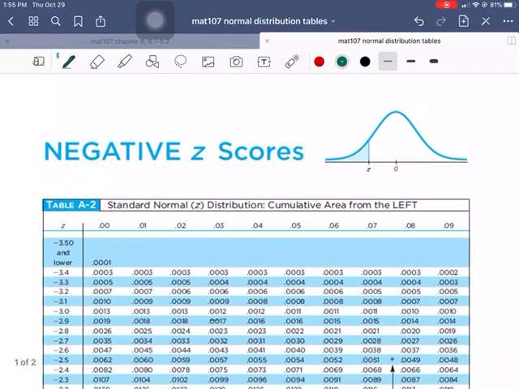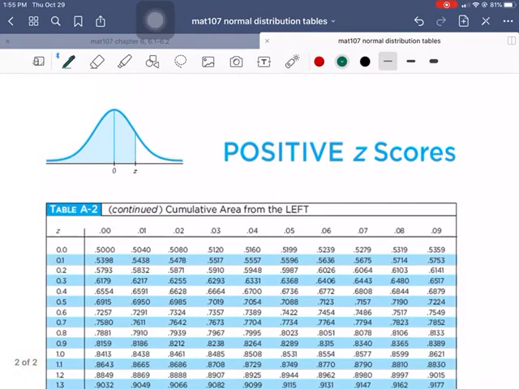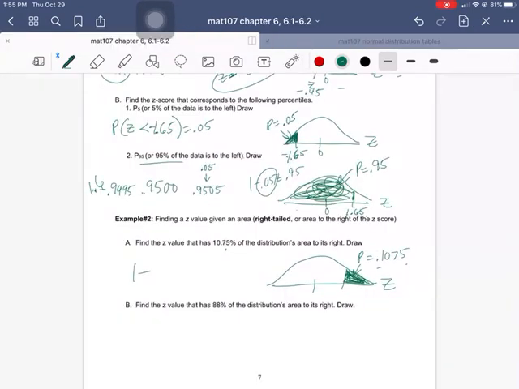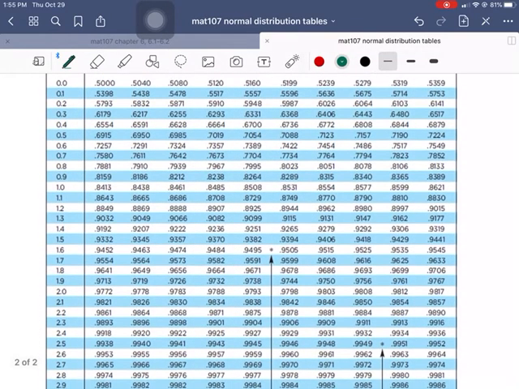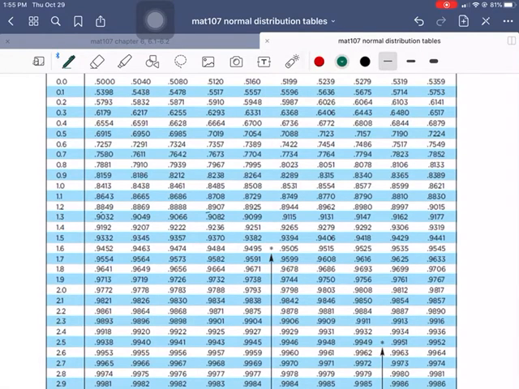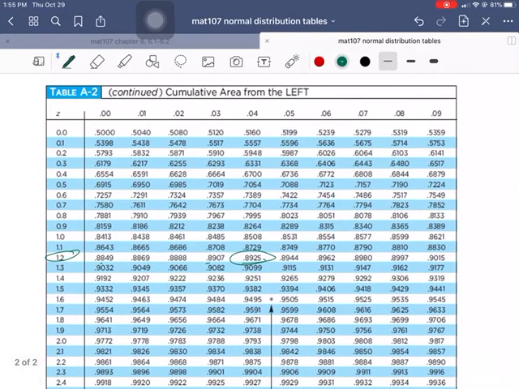Or I subtract it from 1. I take 1 minus 0.1075, and I get 0.8925. So I go to the positive table for 0.8925, and there's my positive 1.2 and 0.04. So 1.24. So subtract it from 1 to get the proper value, because remember we have to read this to the left.